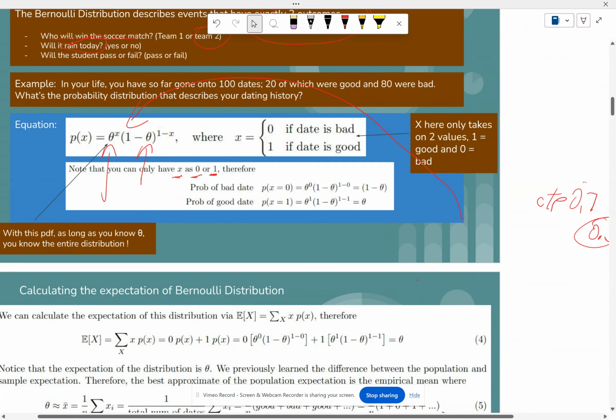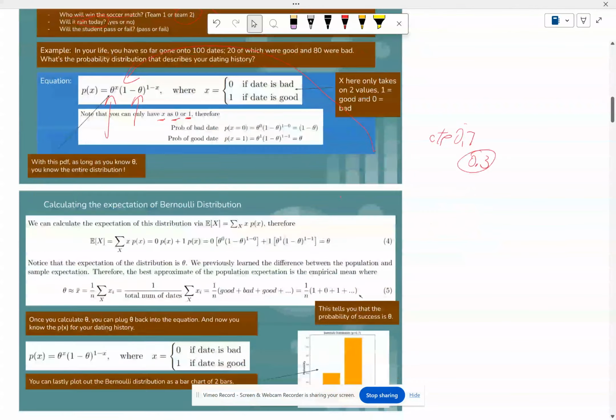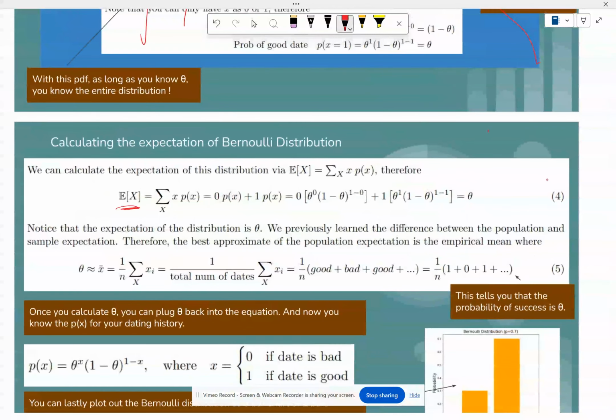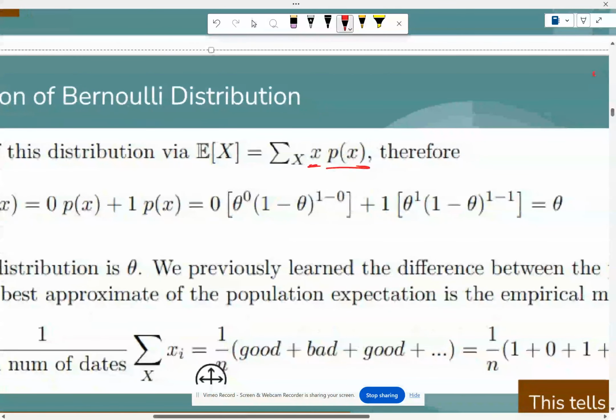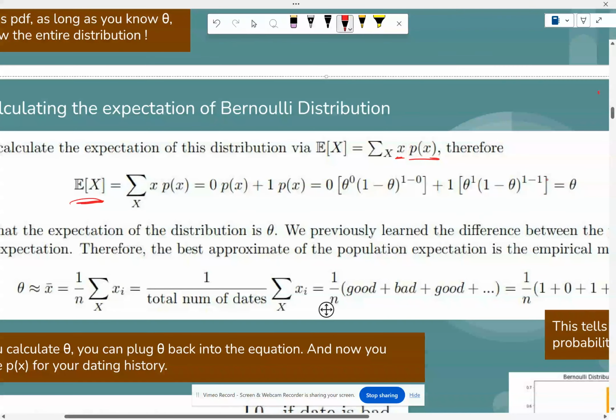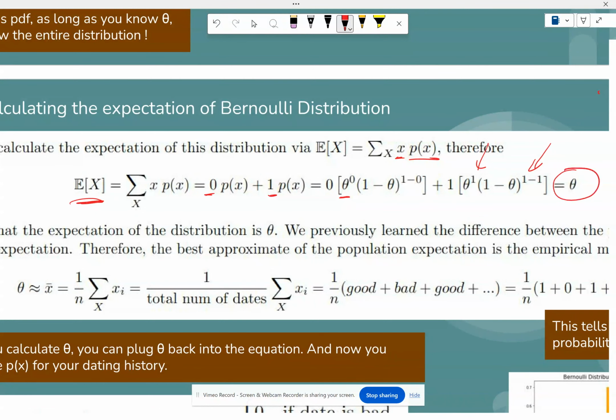When you have a Bernoulli distribution, you can also calculate the expected outcome. We told you the expected value is just x times p of x. So you have two possible outcomes, 0 or 1, times p of x. When you plug 0 in, you get 0 here, 0 here. When you plug 1 in, you get 1 here, 1 here. The result is just theta.